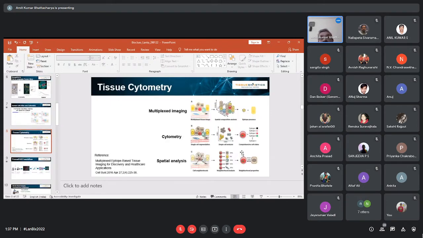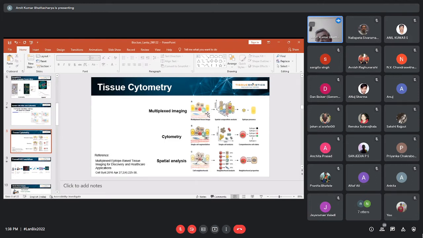Going further, supposing we now want to do tissue cytometry. In this case, we are doing image informatics of a tissue. The first thing is to collect the raw data. The raw data will be collected by staining the tissue for different things, and therefore it will be multiplexed staining and multiplexed imaging.